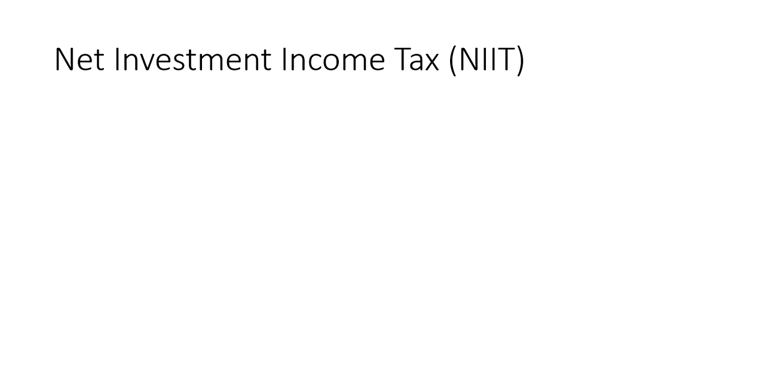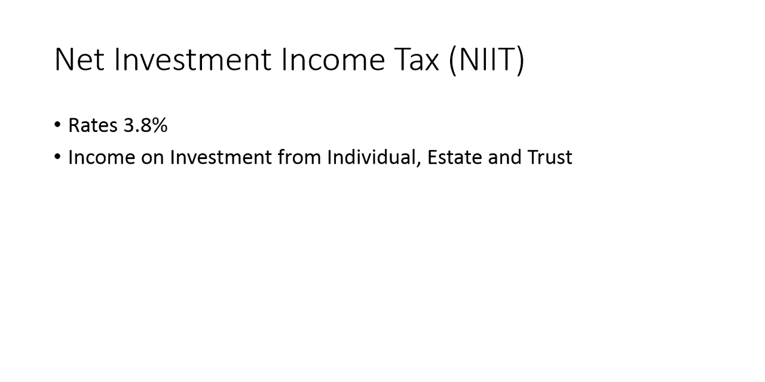Okay, now net investment income tax, NIIT. The rate for net investment income tax is 3.8%, and it's applicable on the investment income from individuals, estates, and trusts. Please note that it's completely different from your additional Medicare tax. There is a different calculation for that, and a different prerequisite. It's possible that you may be subject to net investment income tax, or to additional Medicare tax, or to both. So those are different cases. It may or may not apply to you.